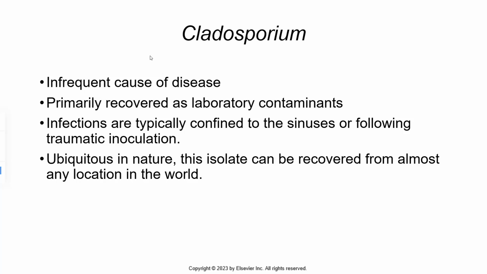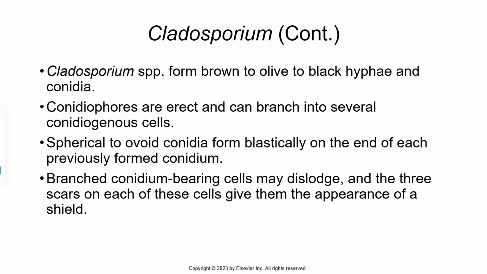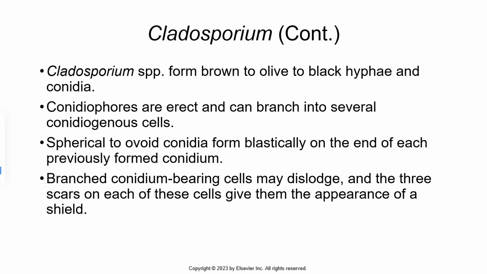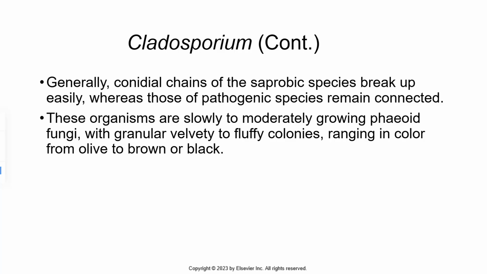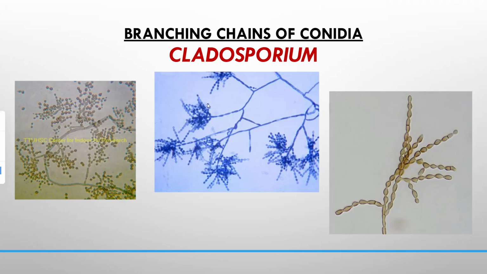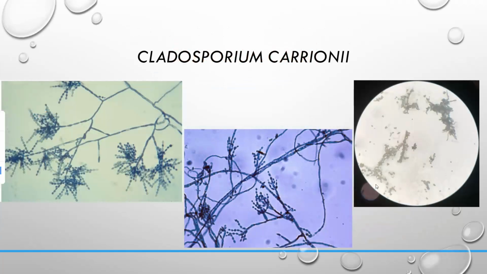Cladosporium is an infrequent cause of disease, but is primarily recovered as a laboratory contaminant. Infections are typically confined to the sinuses. And it describes the colony appearance. And this is what that looks like under the microscope. Cladosporium. And this is a more typical species of what you would see for Cladosporium. And some more of these. So this would be a really good picture of it.